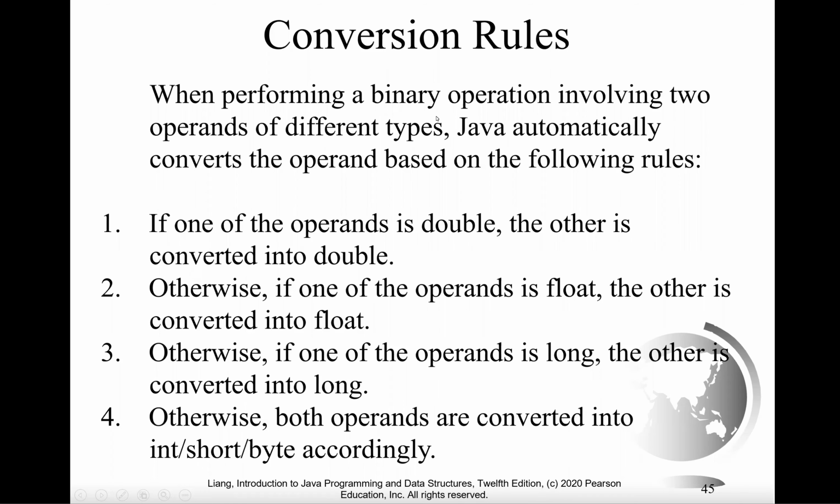When performing a binary operation involving two operands of different types, Java automatically converts the operand based on the following rules. If one of the operands is double, the other is converted into double. Otherwise, if one of the operands is a float, the other is converted into float. Otherwise, if one of the operands is long, the other is converted into long. Otherwise, both operands are converted into int, short, byte accordingly.